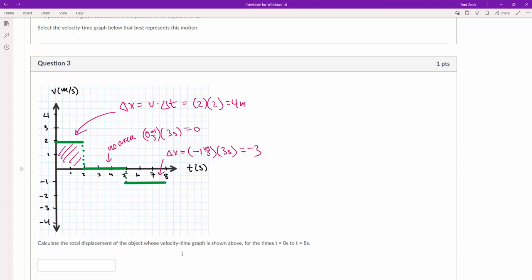Now, we wanted to calculate the displacement for the first 8 seconds. So 0 to 8, that's the time we're looking for. So we've got +4, nothing, -3. If we just add all those up, 4 plus 0 plus -3, we should get 1. So we should have a displacement of 1 in this case. We went forward 4 meters, stood still, and then went backward 3.